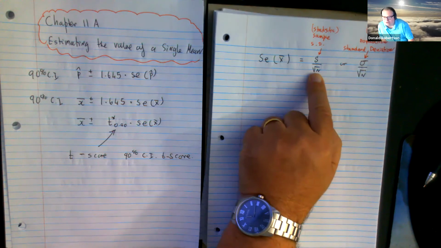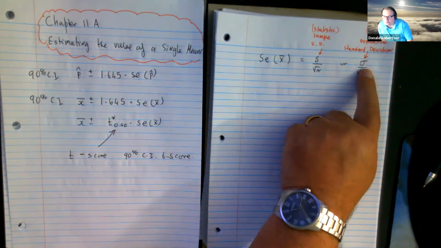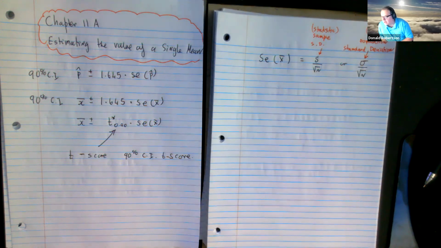Almost always you're going to be using that. It's very, very rare that you know sigma. But if you get lucky and they tell you sigma, well, that's nice. But don't expect to see it, really. Theoretically, the only way you could know sigma is if you did a census, in which case, why bother getting confidence intervals? Because you already know.